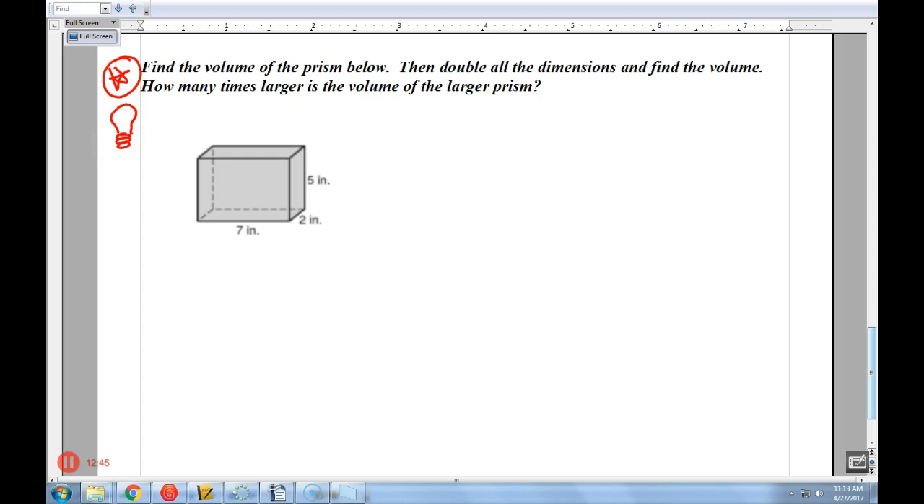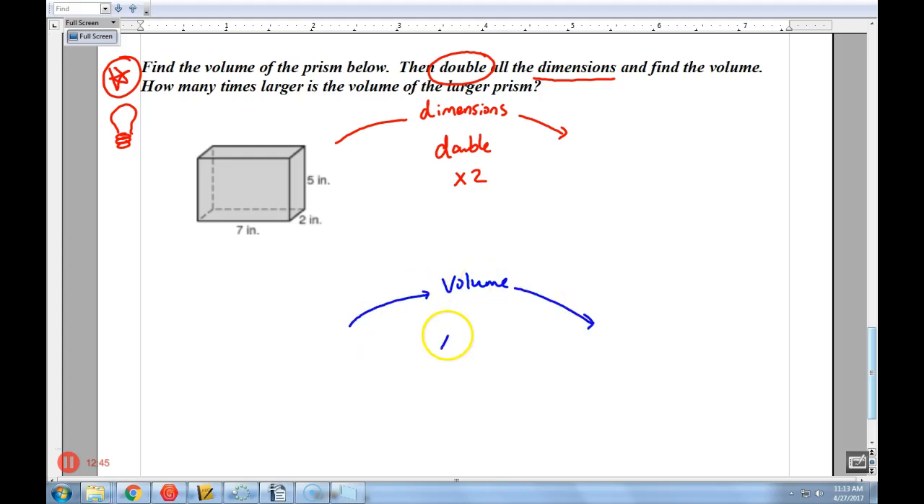So it says find the volume of the prism below, then double all dimensions and find the volume. How many times larger? So I want you to make a prediction. I'm doubling the dimensions. So I'm going to take all the dimensions, meaning the length, the width, and the height, and I'm going to double them, or multiply by 2. And what I want you to try to figure out is, when you do the volume, what do you think is going to happen? What does it get multiplied by?